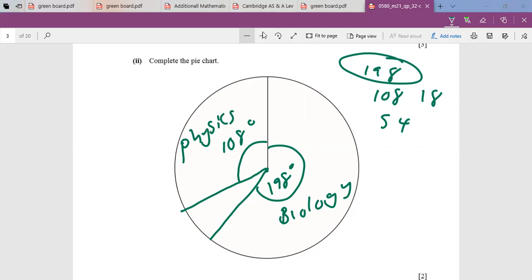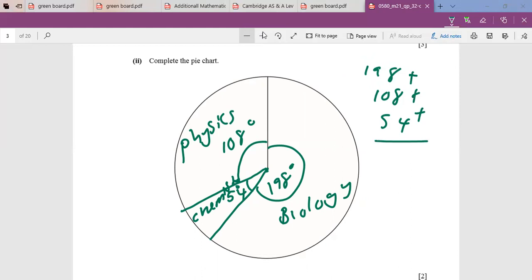Then the last one is the 54 degrees, and this is the chemistry. So it means that when you add these three angles, the answer will be 360 degrees. You can work out that. Okay, so we move to the next question.